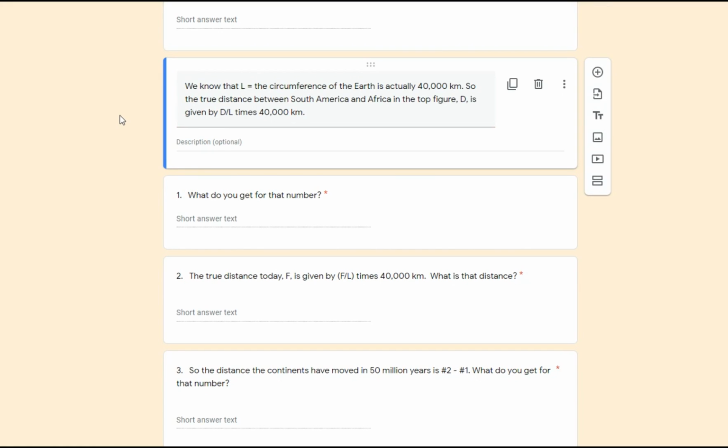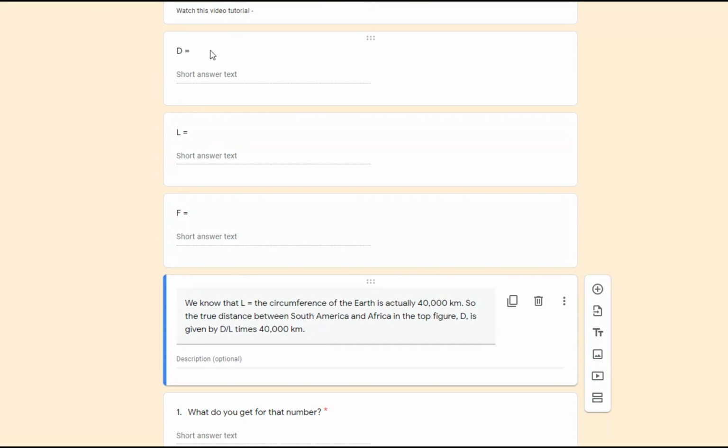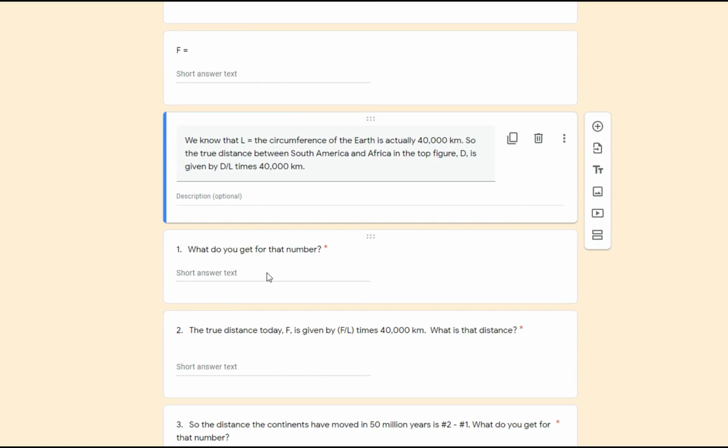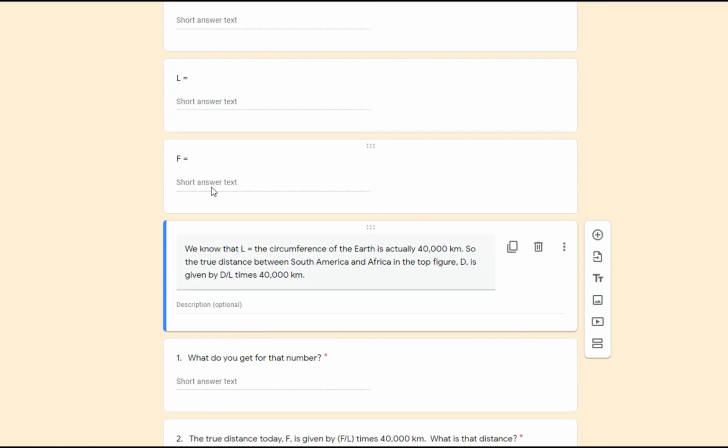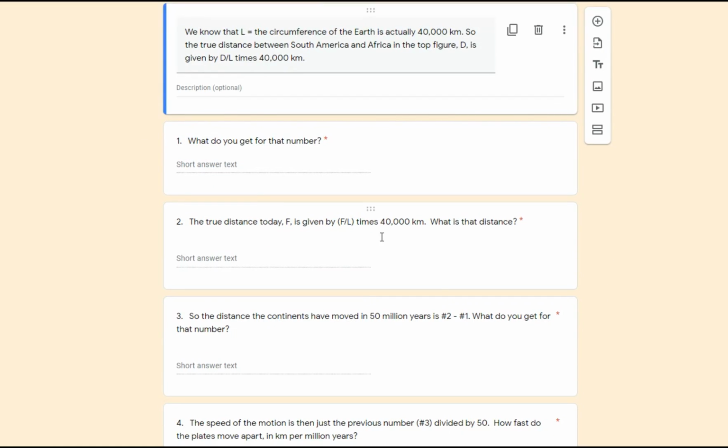So the true distance between South America and Africa in the top figure, D, is given by this equation. So we're going to take D, whatever this is, divided by L, whatever that is, and then you're going to multiply by 40,000. And so you're going to need a calculator to do that. D divided by L times 40,000. That's going to give you an answer for number 1. Number 2, the true distance today, is the exact same thing. What we need to do is take F, this number, divided by L, and then multiply by 40,000, and that's going to give you the answer to number 2.